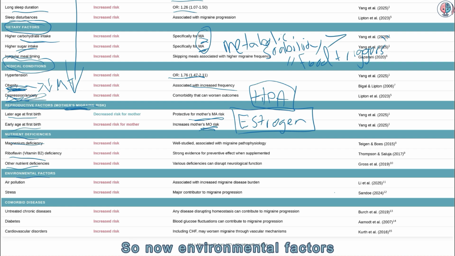So now, environmental factors. Air pollution. So many studies on this recently. It has emerged as a significant modifiable risk factor that contributes to overall migraine disease burden. Again, it's important to clarify that we're not just discussing acute attack triggers here. Rather, these are factors that increase the long-term risk and severity of migraine disease.